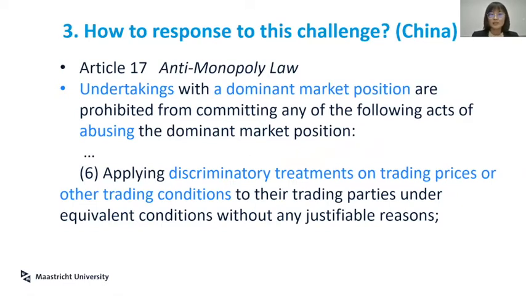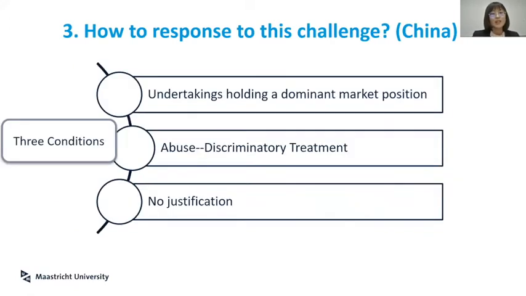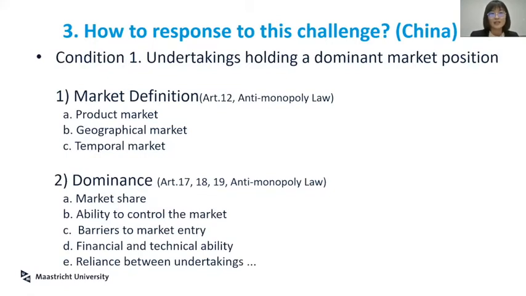Then we come to the third question. How should Chinese competition law respond to this challenge? In China, price discrimination is specifically mentioned as an abuse of dominance, where undertakings apply discriminatory prices to trading parties under equivalent conditions, and it will fall into the scope of the Anti-Monopoly Law. Here are the three conditions to determine price discrimination under Chinese competition law. The first condition is undertakings holding a dominant market position.